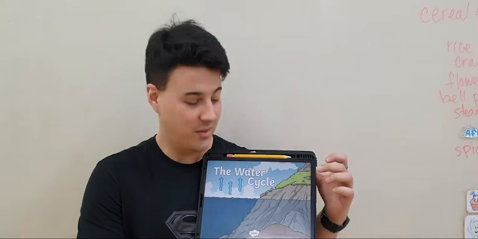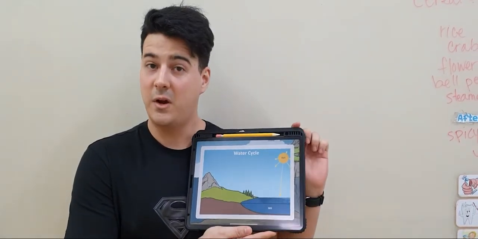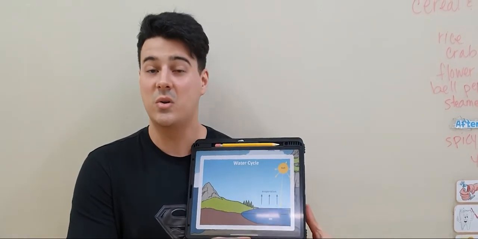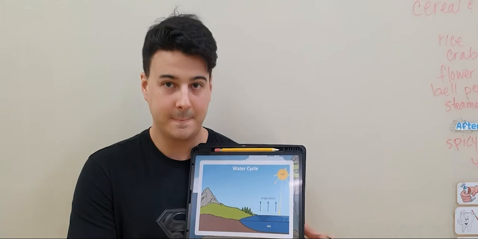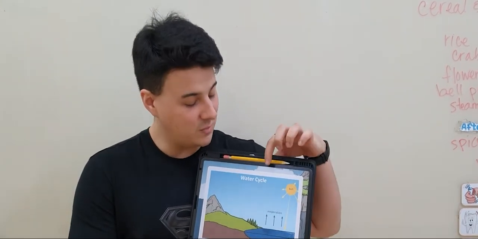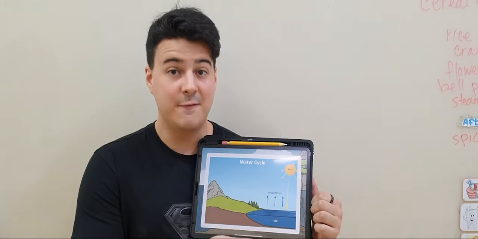So here we see the water cycle. First, the sun shines down onto the ocean and heats it up. This makes the water particles go up into the sky. This part is called evaporation.